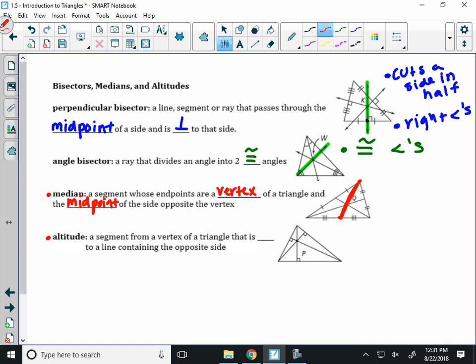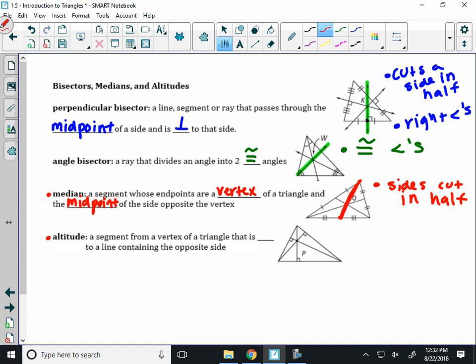Okay. So when I think of medians, it's cutting the opposite sides in half. But is it creating right angles? Medians never create right angles, because if they do, then it makes it a perpendicular bisector. So the only thing you're looking for are tick marks or sides being cut in half. Sides cut in half, meaning those tick marks. If they have congruent pieces, then you know you have a median. No right angles. Absolutely no right angles.